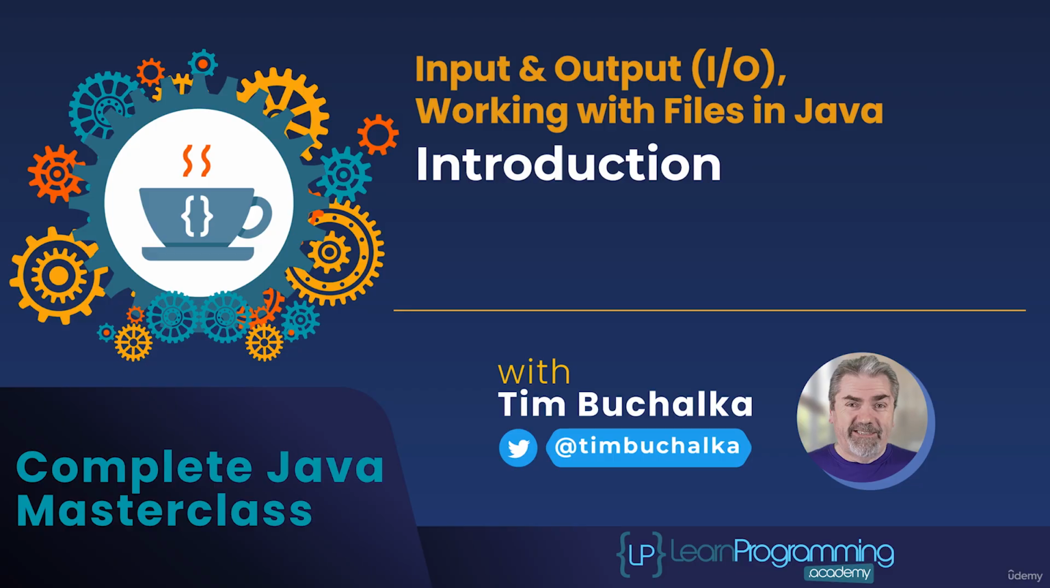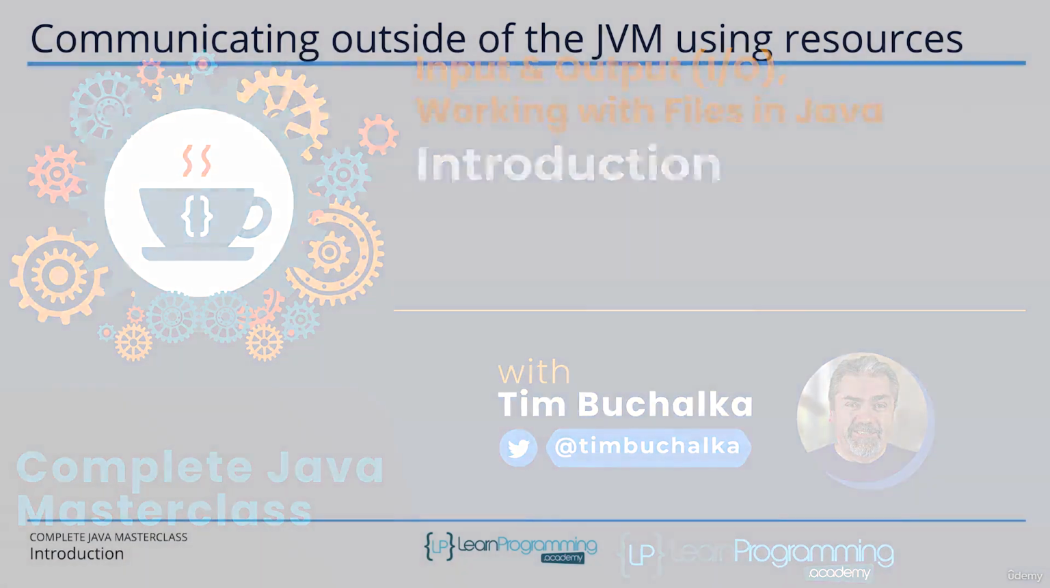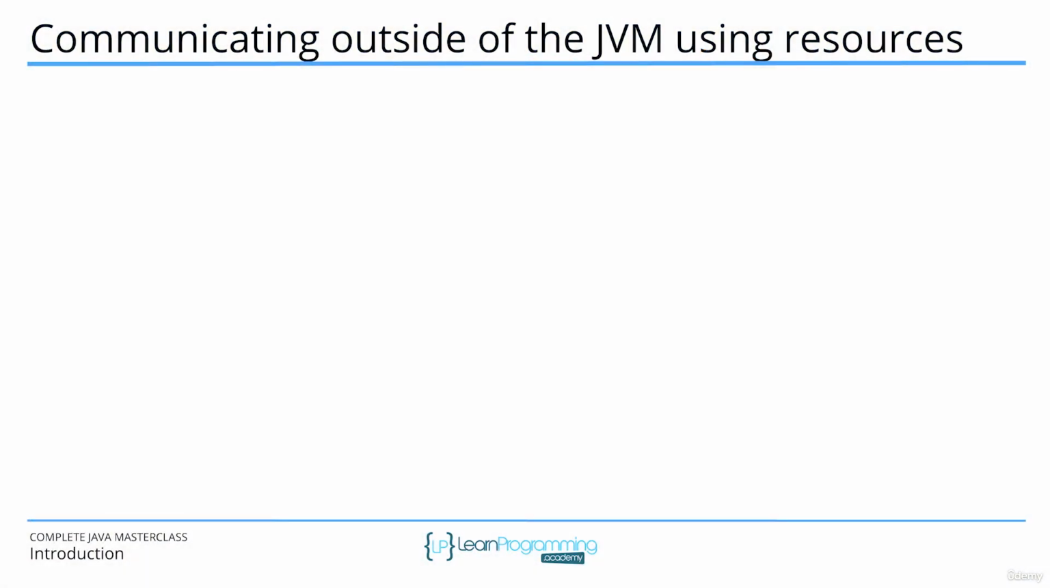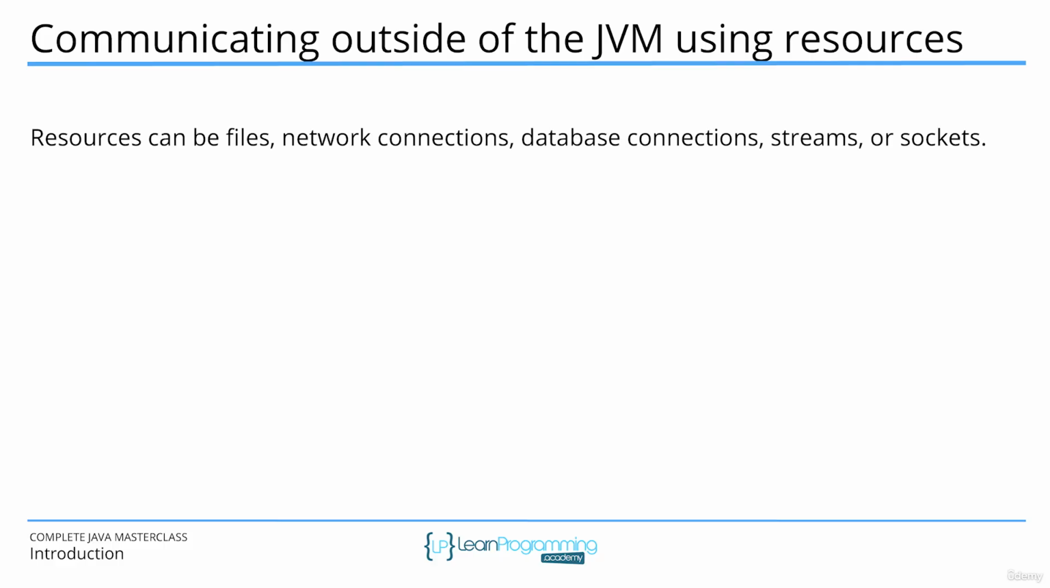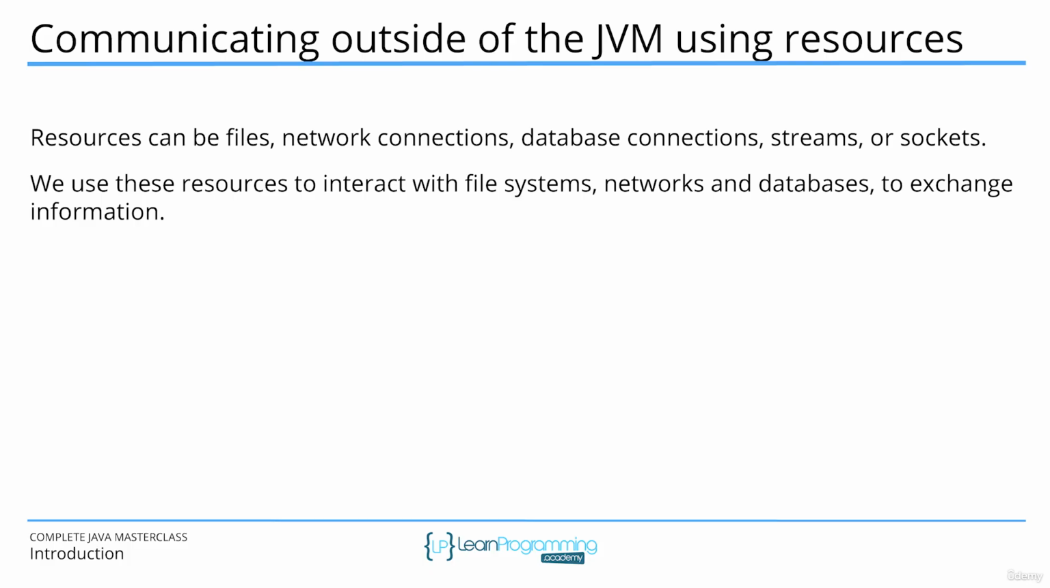Up until now, our code has stayed internal to the JVM. At this point, we're going to branch out and start communicating with the environment the JVM is running in. We'll do this by taking advantage of resources. Resources can be files, network connections, database connections, streams, or sockets. We use these resources to interact with file systems, networks, and databases to exchange information.